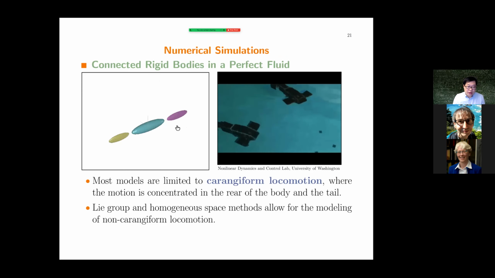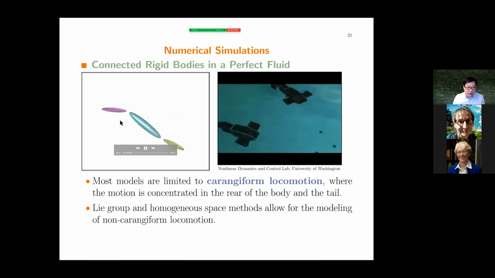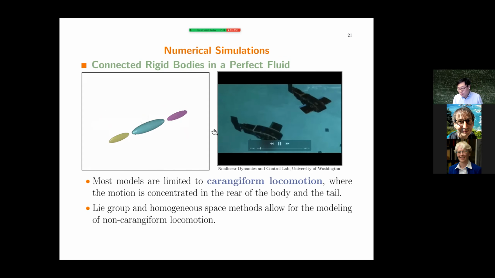So as I said, you can apply this to articulated rigid bodies. This is a set of 3 rigid bodies which are articulated with 2 universal joints in a perfect fluid. And the motivation for this is to try to do models of things like underwater fish, right?